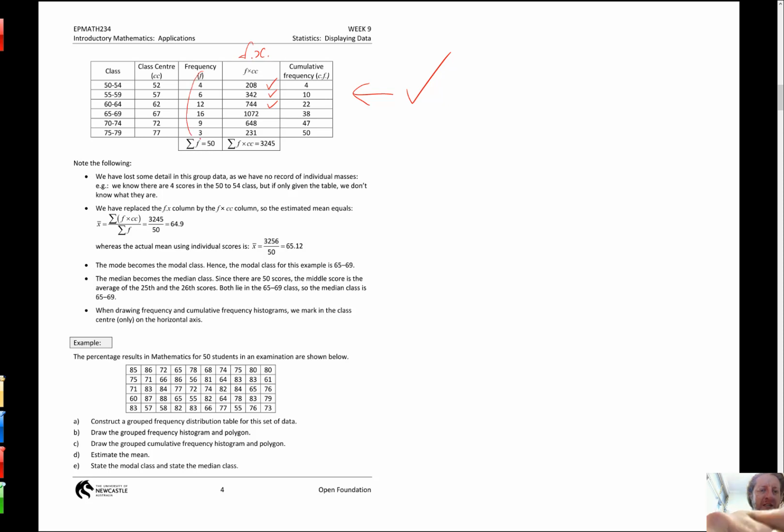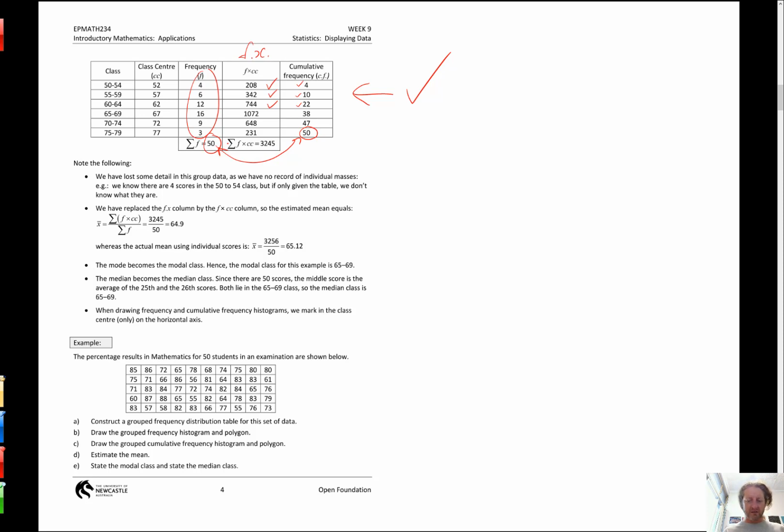Here were my frequencies, which added up to 50, sorry. And here's my cumulative frequency. That 4 scores, there it is. Plus 6 scores is 10, plus 12 scores is 22. There's the zigzag again. I finished on 50, same as what I knew I should have. The total of scores was 50.